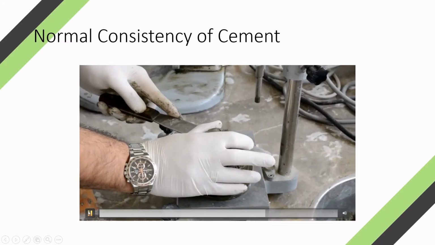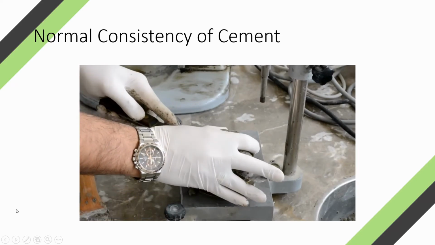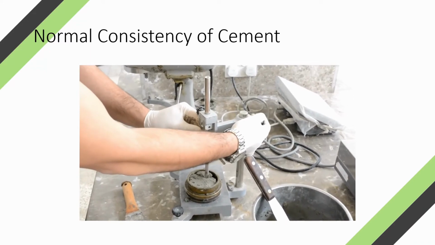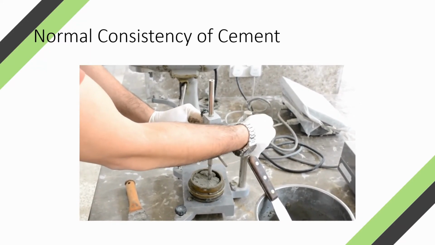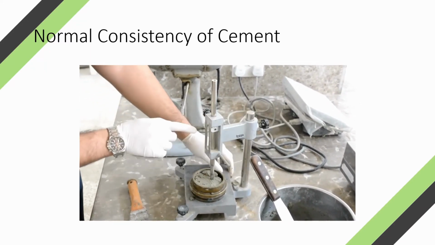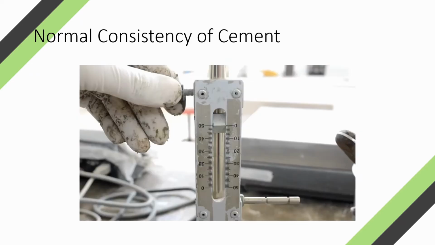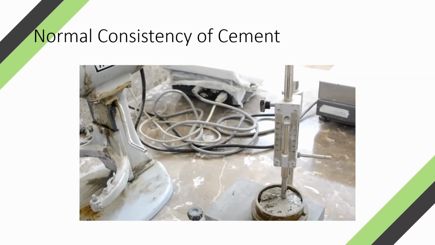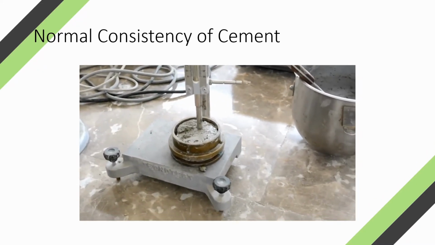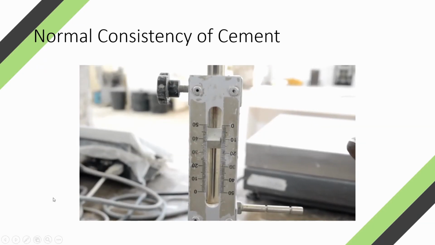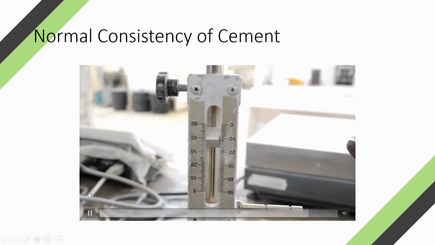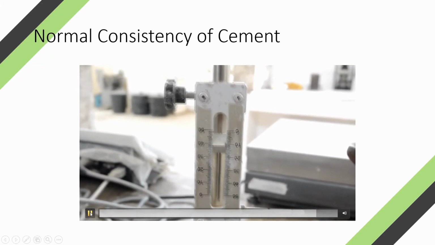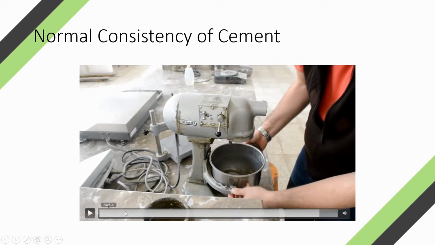Using a straight edge, remove all the excess paste on top of the ring. Place the paste under the 10 mm Vicat rod. Adjust the rod until it becomes in contact with the paste surface. Then, set the indicator on 0. Release the rod. The rod will penetrate the paste. The normal consistency is obtained when the penetration is equal to 10 mm after 30 seconds of forming the ball paste. So, you have to repeat.